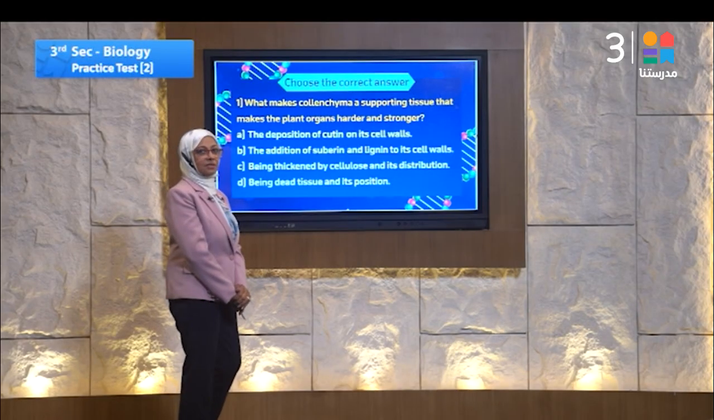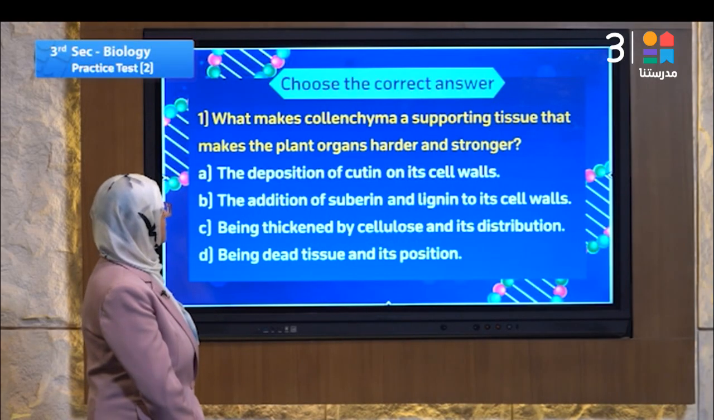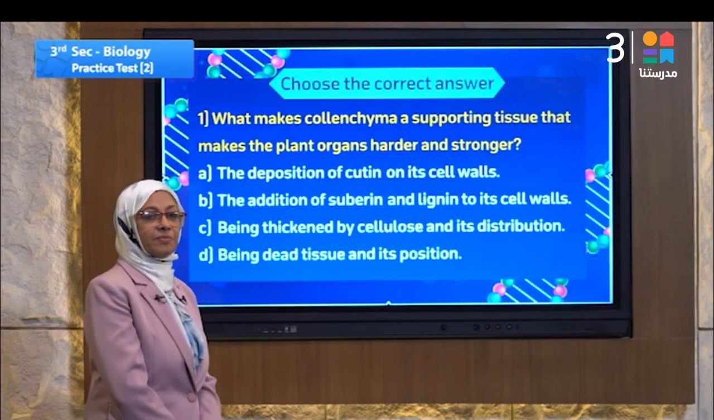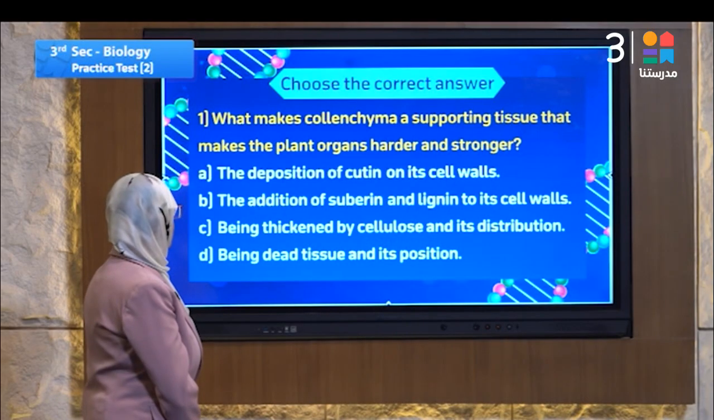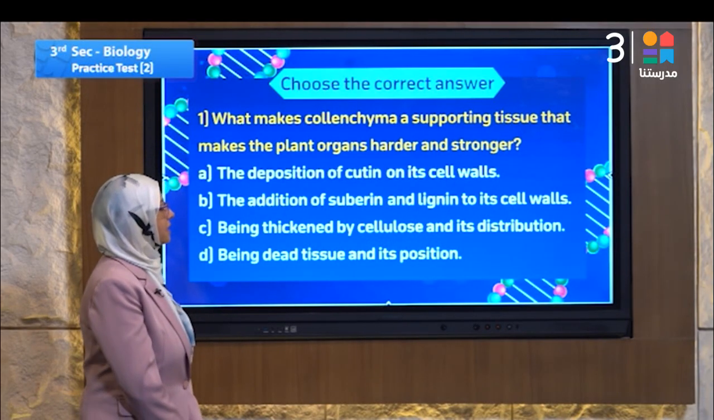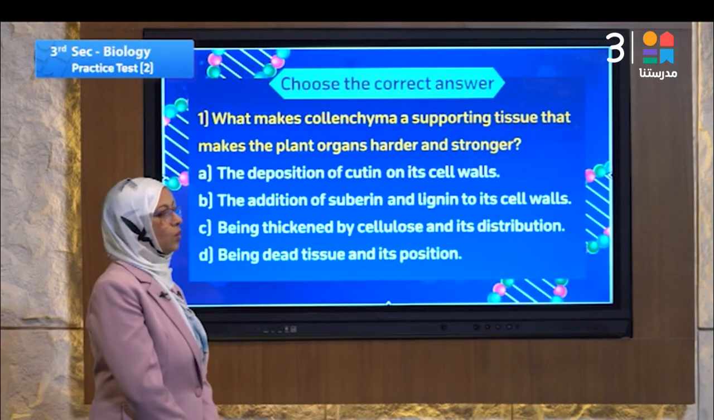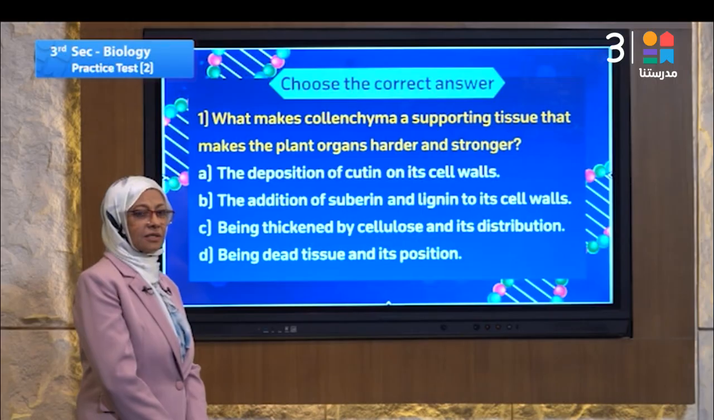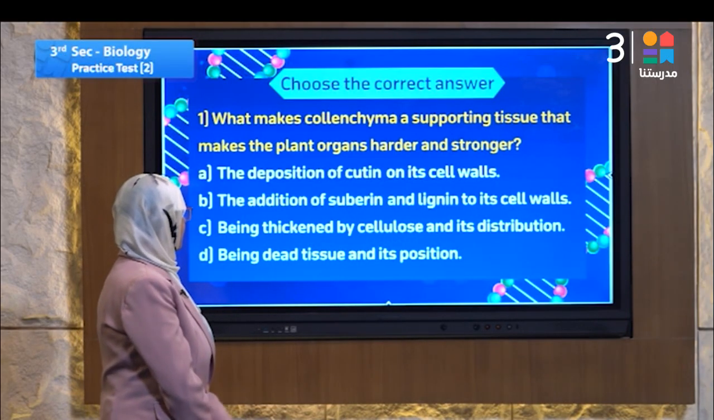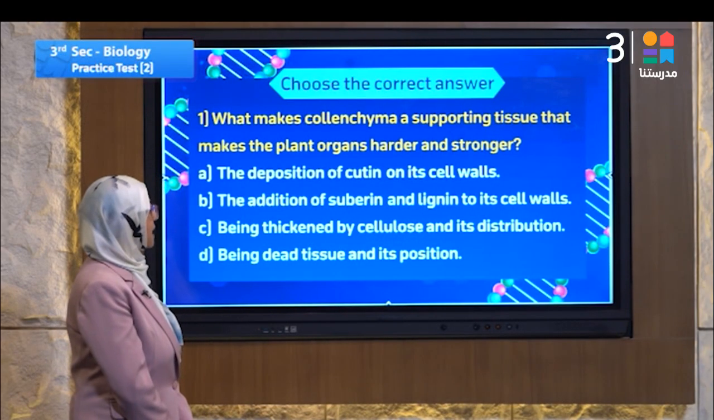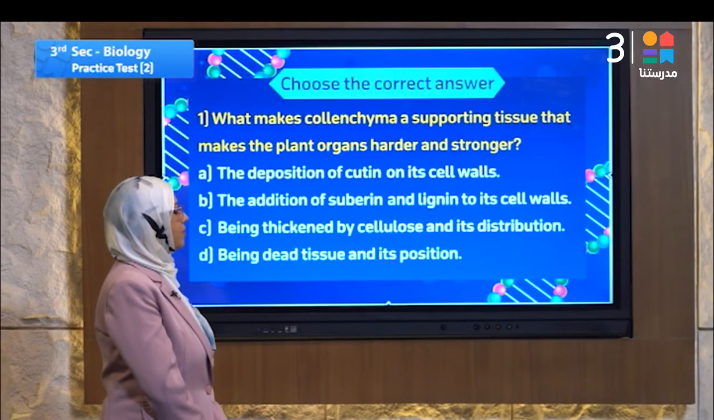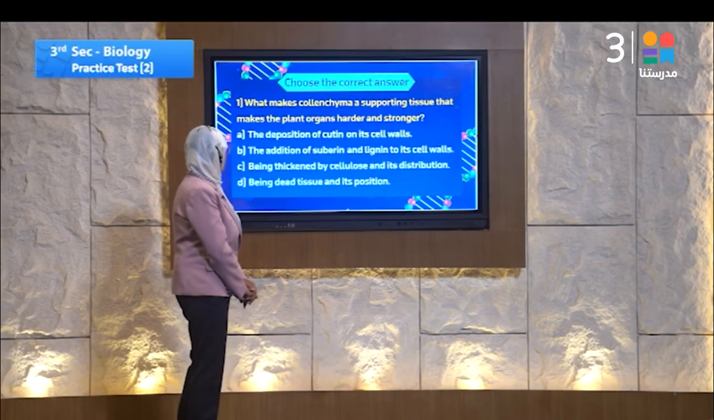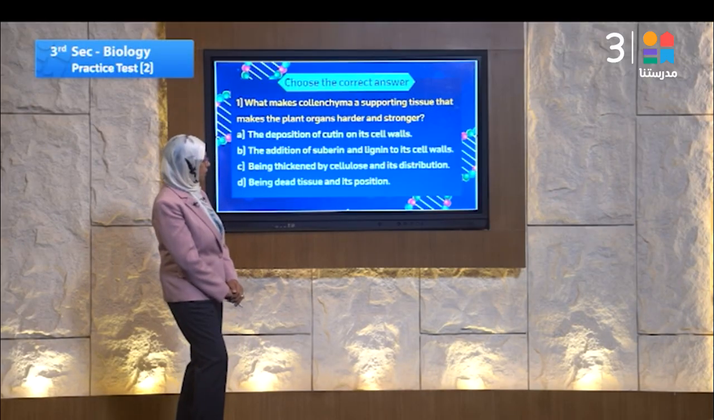Let's read the choices. The first one is the deposition of keratin on its cell wall, that is, precipitation of keratin in the cell wall. B, the addition of suberin and lignin to its cell wall. Lignin and suberin are 2 materials which deposit in the cell wall. C, being thickened by cellulose and its distribution. The cellulose is a structural part in the cell wall.